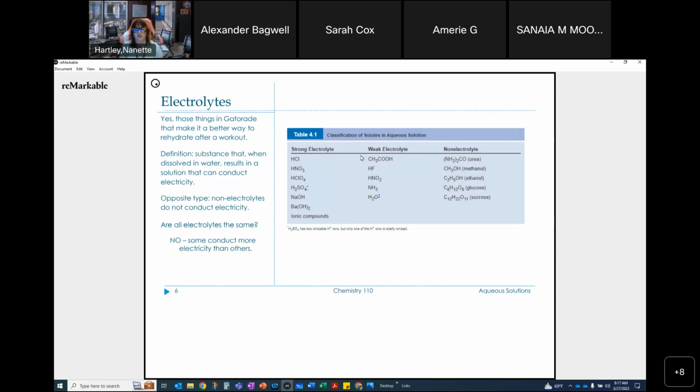Now, not all electrolytes are the same. Some things are good, some things are bad. So how do we know if it's a good electrolyte or a bad electrolyte? Well, that depends on what kind of material it is. Most of our strong electrolytes are actually ionic compounds, okay? Things that we typically talk about: sodium chloride, sodium hydroxide, barium hydroxide, any ionic compounds, HCl, HNO3, HClO4, and H2SO4, okay? Those are things that come apart in a predictable way when we put them into solution.